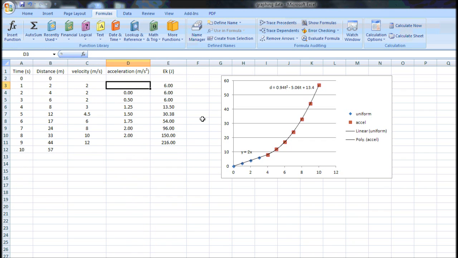And then you can plot these graphs. If you don't know how to plot them, take a look at our video on plotting graphs.